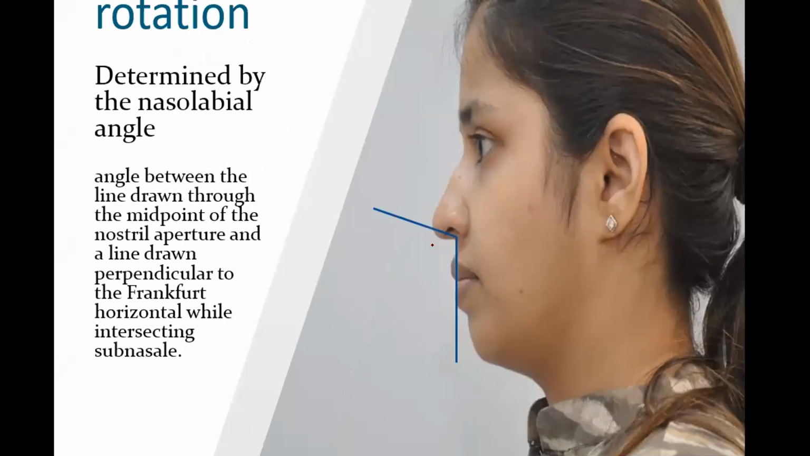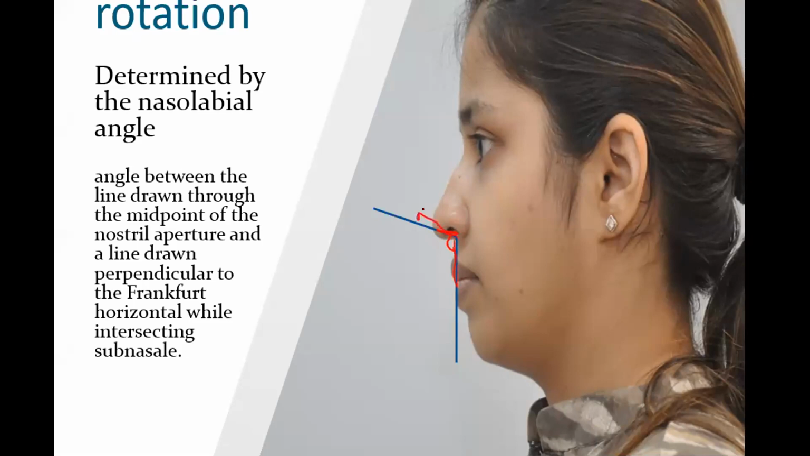It is also measured by something called the nasolabial angle. Although these are two different points, for the sake of simplicity, I'll just keep it at that. So the nasolabial angle is the line drawn to the midpoint of the nostril aperture. This is the nostril aperture, and a line drawn perpendicular to the Frankfurt horizontal plane. So the angle which is formed at this point is called the nasolabial angle. This should usually be 90 to 110 in females and absolutely 90 in males.